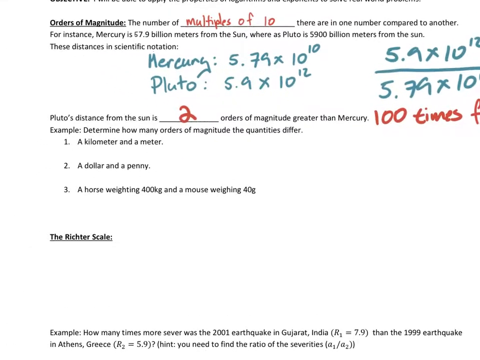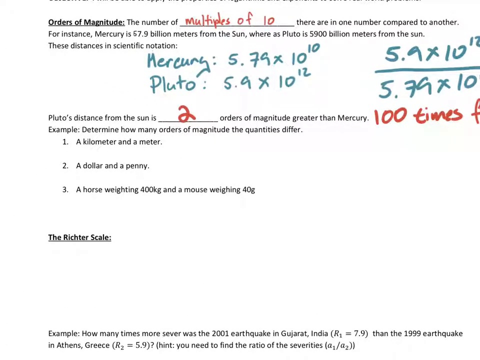So let's take a look at these examples here. Determine how many orders of magnitude the quantities differ. So we're talking about a kilometer and a meter. Well, hopefully you know that there are 1,000 meters to 1 kilometer. Now, maybe just looking at those two numbers, you've already figured out that it's 3 orders of magnitude. But if you're unsure, I can write my meters. Meters is the same as 1 times 10 to the 1, 2, 3.